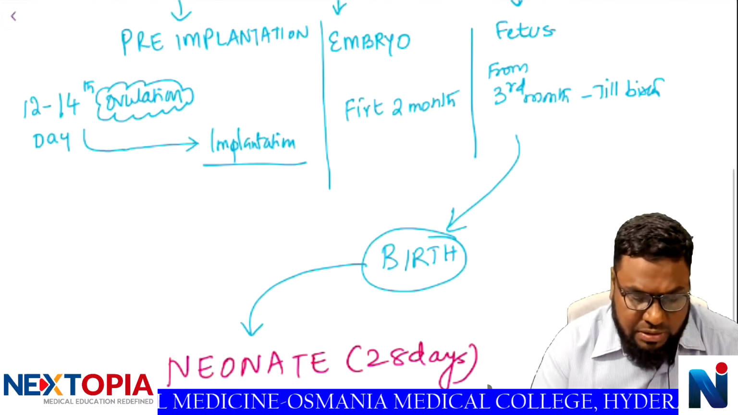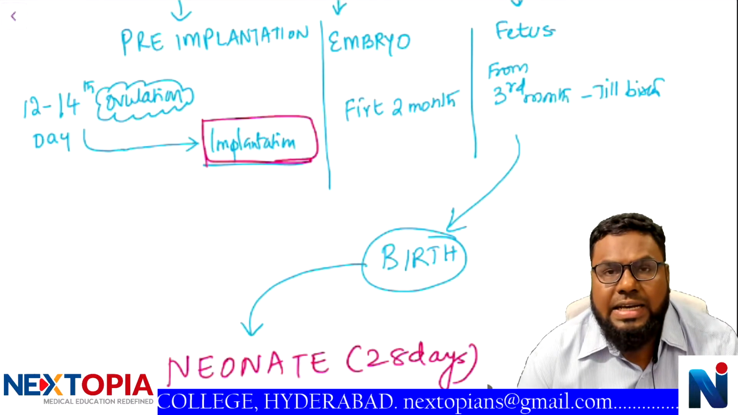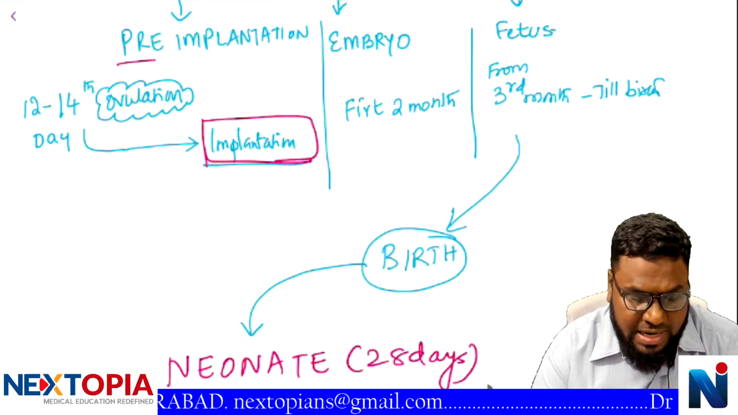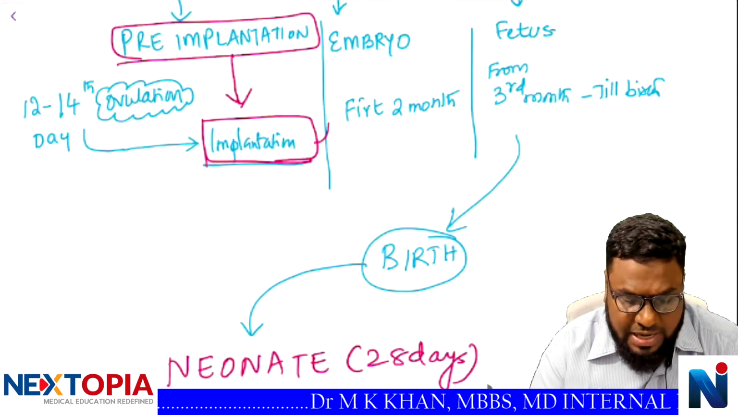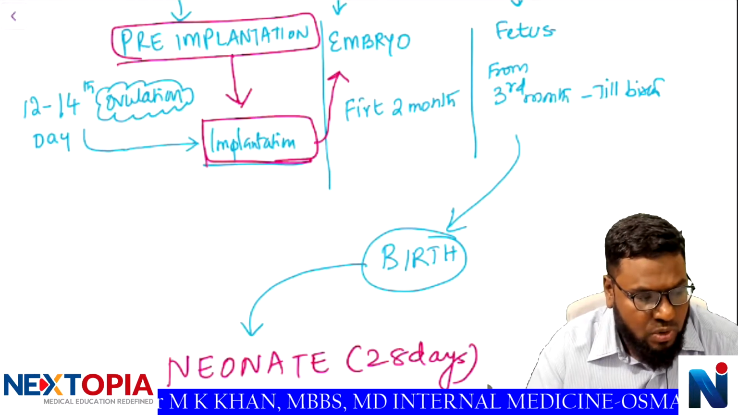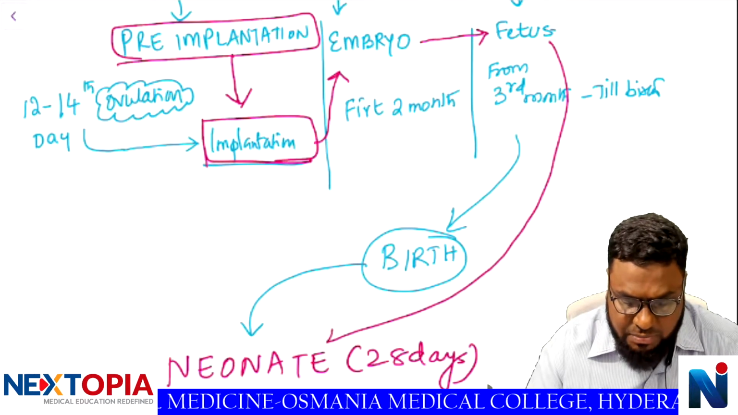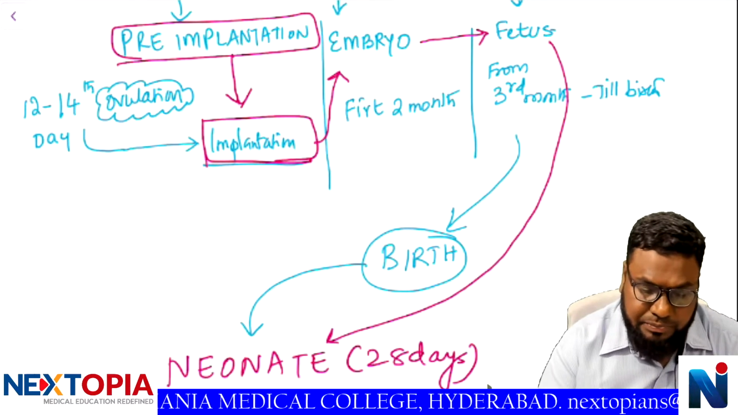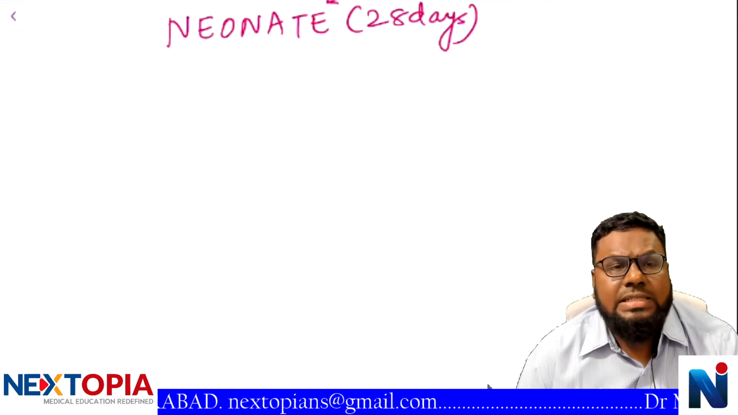So implantation is the first step. Before implantation, there are certain changes that are occurring in the uterus. We call it pre-implantation. So from pre-implantation to implantation. Immediately after implantation, it is called as an embryo. And after that, it is called as a fetus. And after birth, it is called as a neonate. All right. How does this occur?